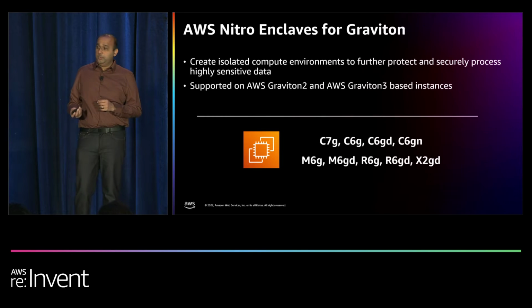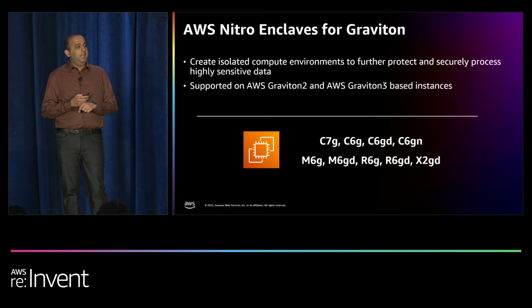Another recent support that was added is the AWS Nitro Enclaves support on Graviton. Nitro Enclaves, as you know, allows you to create compute environments to securely process highly sensitive data. And these are supported on both Graviton2 and the Graviton3-based instance types.